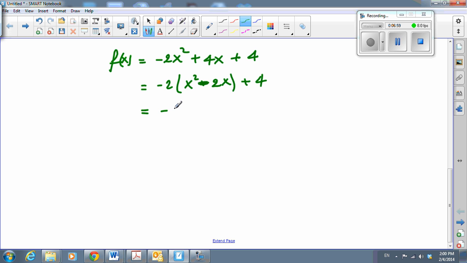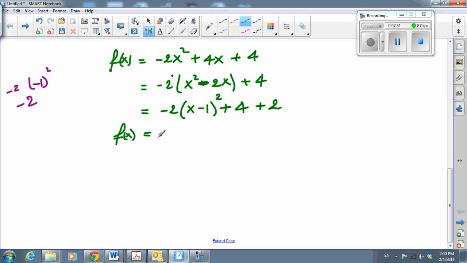That will be equal to negative 2 times x minus 1, the whole thing squared, plus 4. Normally, I should add 1 squared times negative 2 to this side, meaning a negative number. So all I need to do here is actually add a positive 2. This positive 2 is because normally I would have done negative 1 squared times negative 2, giving me negative 2. But negative 2 on this side would be a positive 2 on the opposite side. So I can summarize this as f of x is equal to negative 2 times x minus 1 squared plus 6.